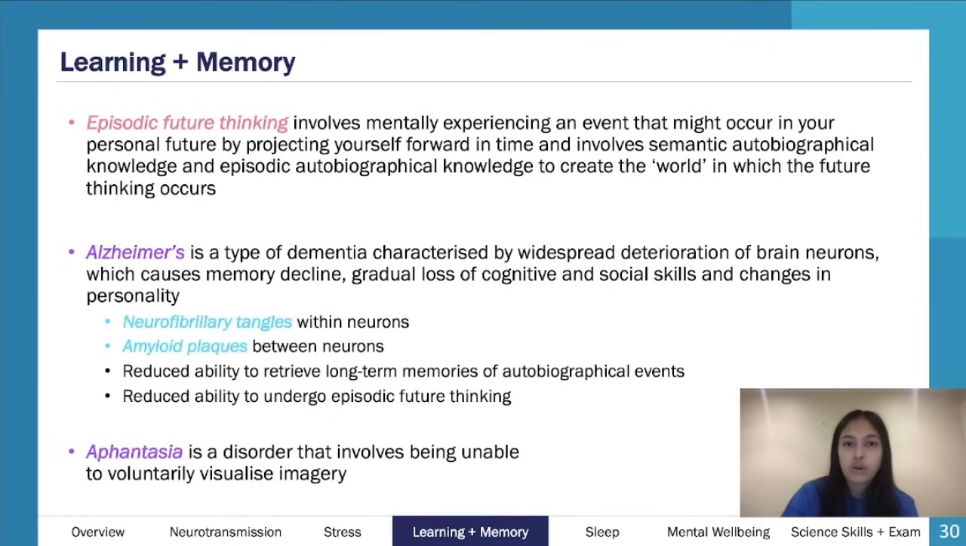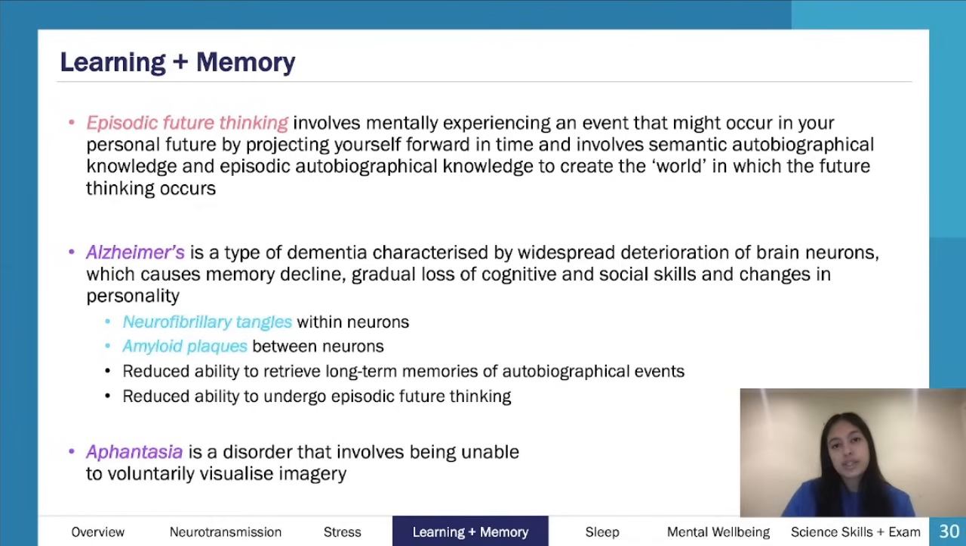But what you need to know, thinking about it in this context, is that your long-term memories, particularly your explicit ones, are affected. So if you've got impairment in your episodic and your semantic memories, memory of your autobiographical events can be hard to recall, and your ability to undergo episodic future thinking, or imagined futures, will also be impaired. That's this idea of neurodegeneration, and sadly you're losing your memories.